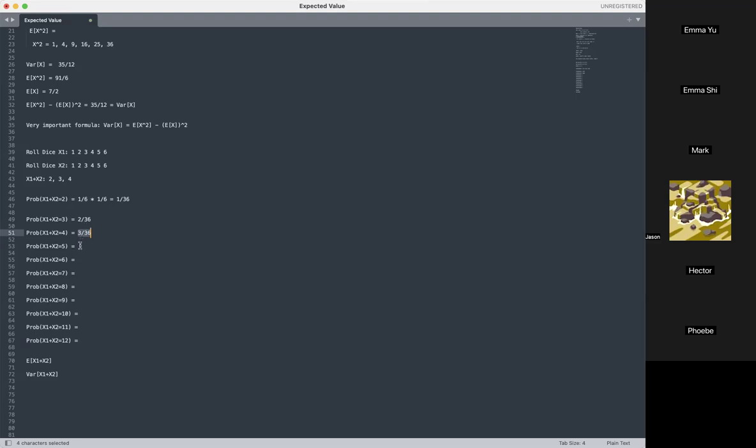And maybe, what was the answer for this? 4/36. And please give all the 4 cases. The four cases should be 1 and 4, 2 and 3, 3 and 2, and 4 and 1. Very good, that's very good. So 4/36. And Mark, can you give us the answer for this?